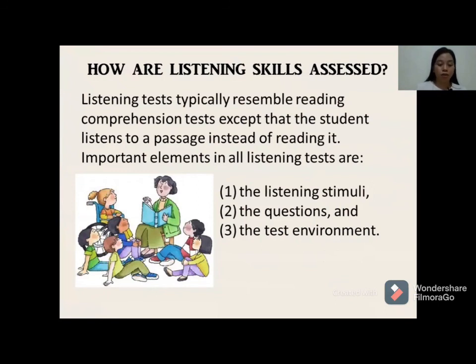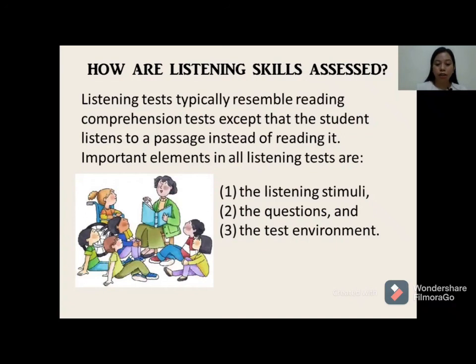test environment. The listening stimuli should represent typical oral language and not consist of simply the oral reading of passages designed to be written material. In regard to questions, multiple choice items should focus on the most important aspects of the passage, not trivial details, and should measure skills from a particular domain.